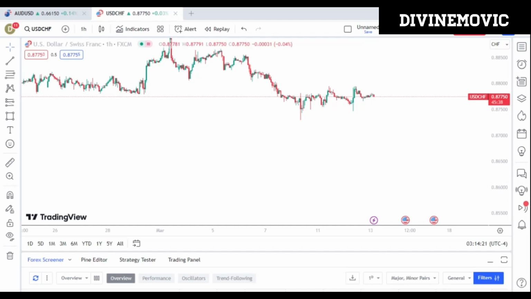Now, here on the chart, we're going to identify market condition, market structure, and as well the zone we are likely going to buy from or sell from. So whatever we explained earlier on, we're going to do it step by step here on the chart.